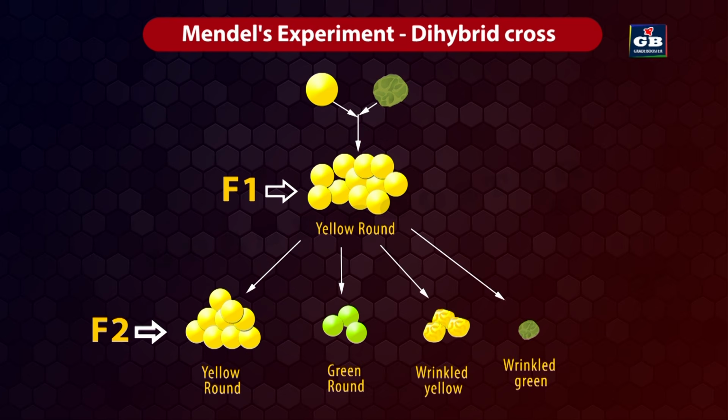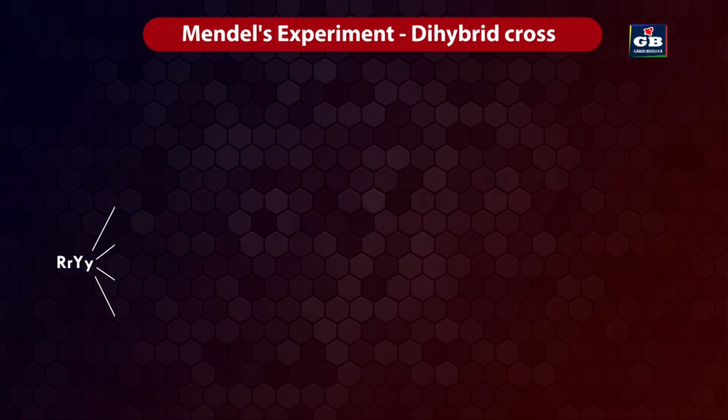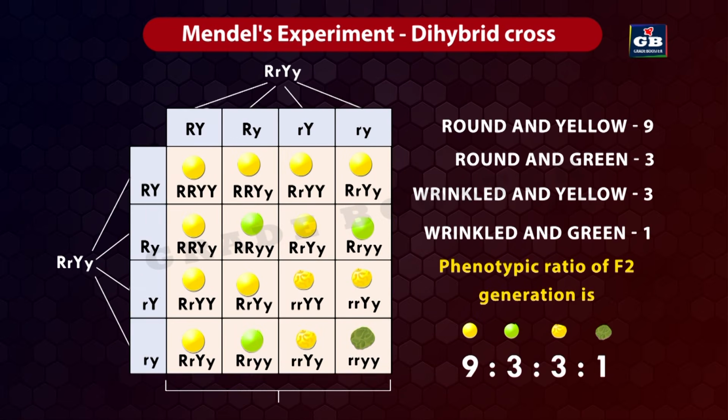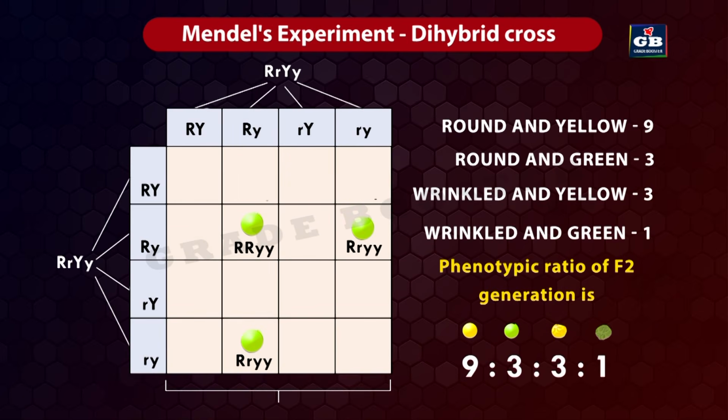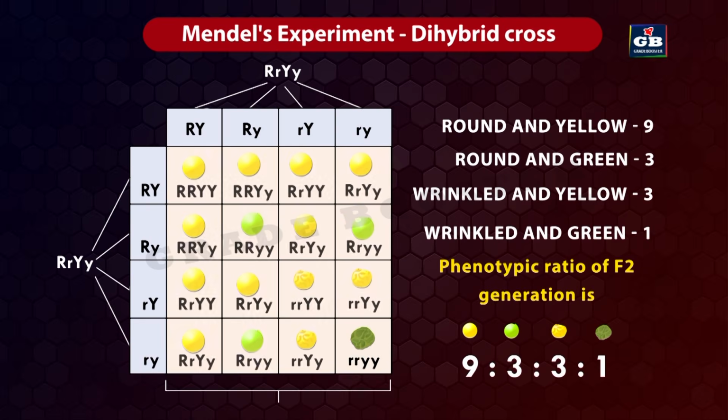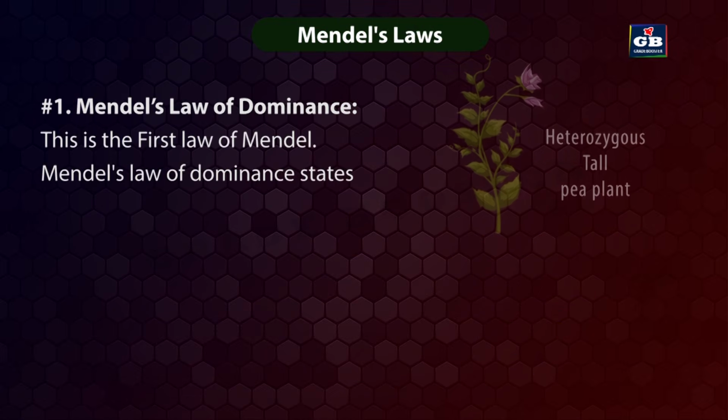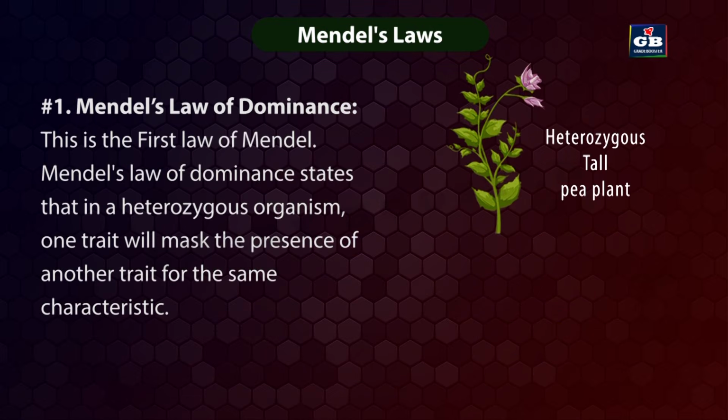Now let us observe the F2 generation when the F1 plants are self-pollinated. The possible outcomes are like this. So here in the F2 generation, we got round and yellow 9, round and green 3, wrinkled and yellow 3, wrinkled and green 1. So the phenotypic ratio is 9:3:3:1.